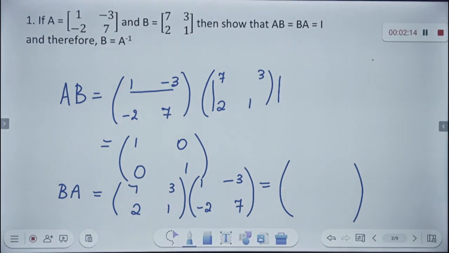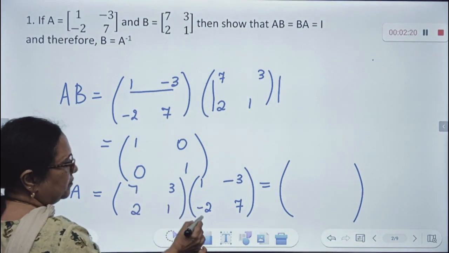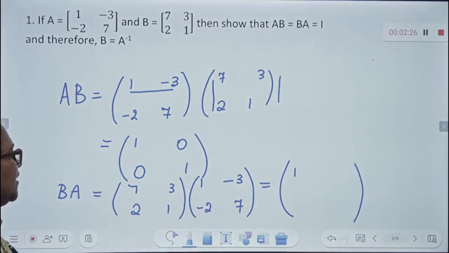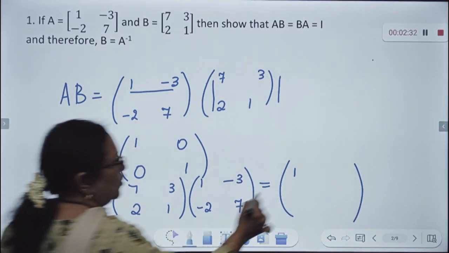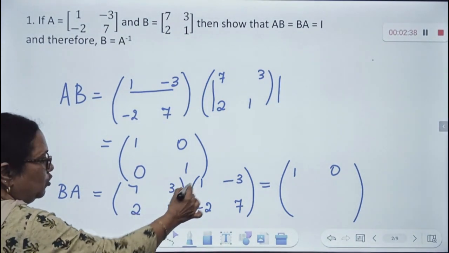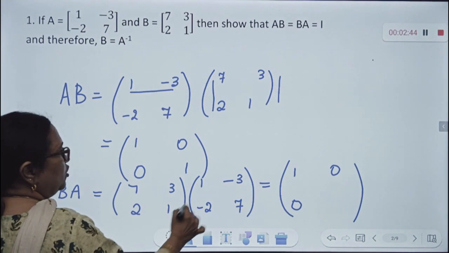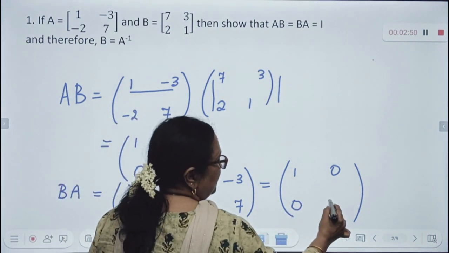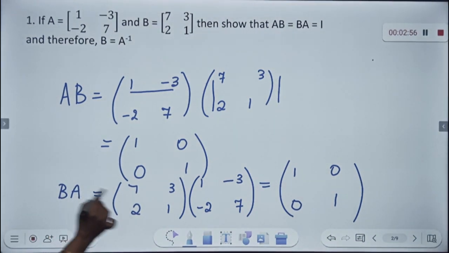Now let's find what is BA. So I've changed the order. First row, first column, 7 into 1, 7, minus 6, which is 1. First row, second column, minus 7 into minus 3, minus 21, plus 3 into 7, 21. Minus 21 plus 21, 0. Then second row, first column, 2 into 1, 2, minus 2 into 1, minus 2, 2 minus 2, 0. Second row, second column, 2 into minus 3, minus 6, plus 7 into 1, 7, minus 6 plus 7, which is 1. So, AB equal to BA equal to I.